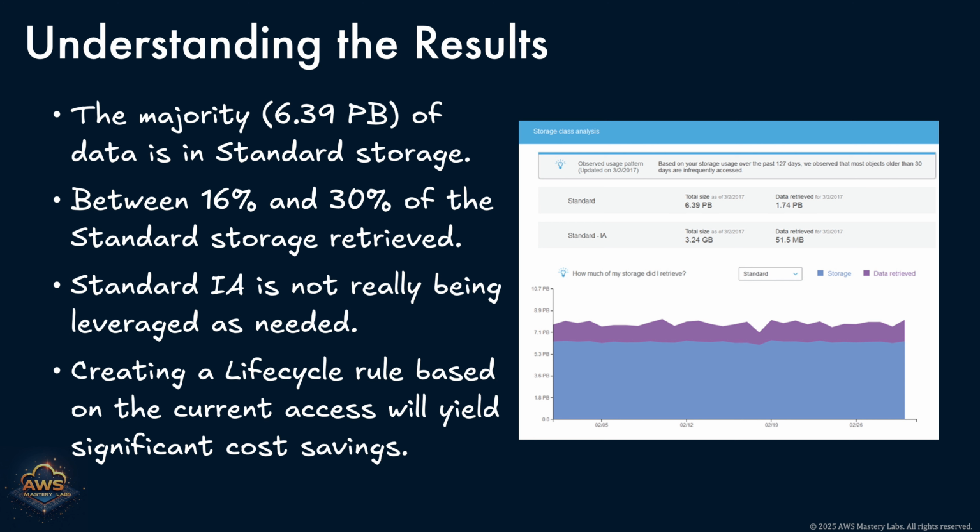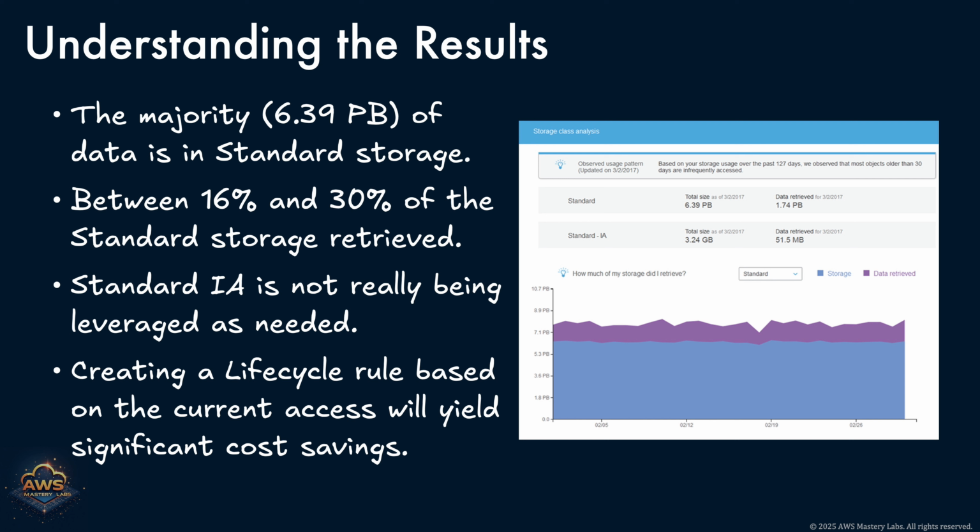A large volume of data in standard storage is rarely, if ever, accessed, yet it continues to incur higher storage costs. Additionally, the S3 Standard-IA, infrequent access, storage class, which is specifically designed for data that is not accessed frequently but still requires rapid retrieval, is currently underutilized. This suggests that the existing storage configuration does not align well with the actual access patterns of the data.